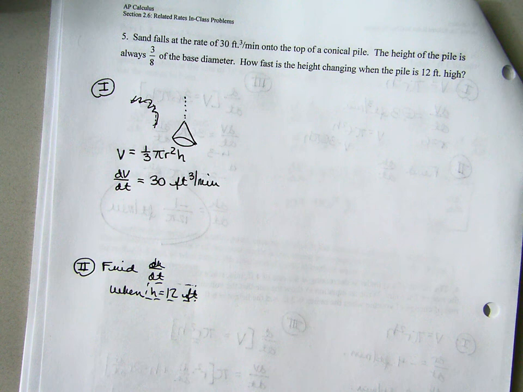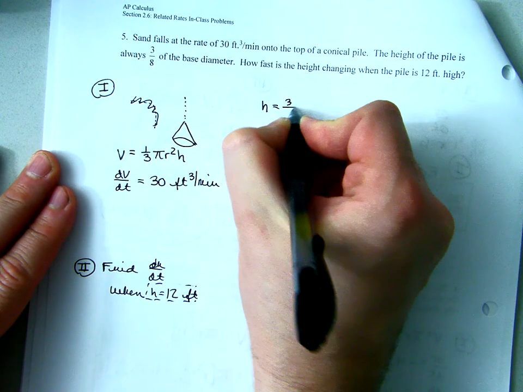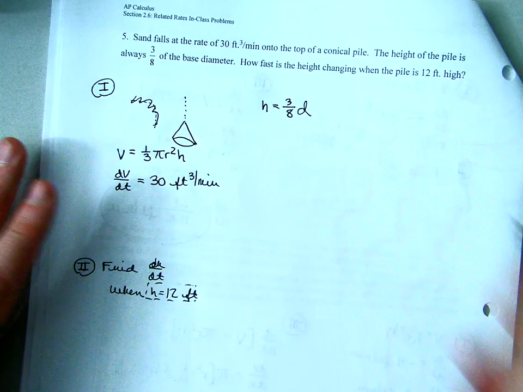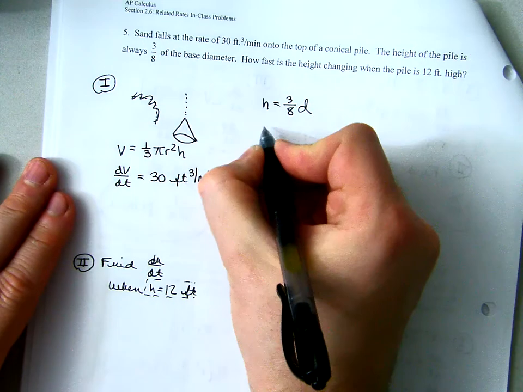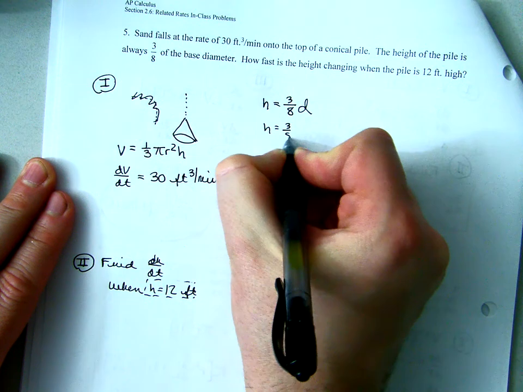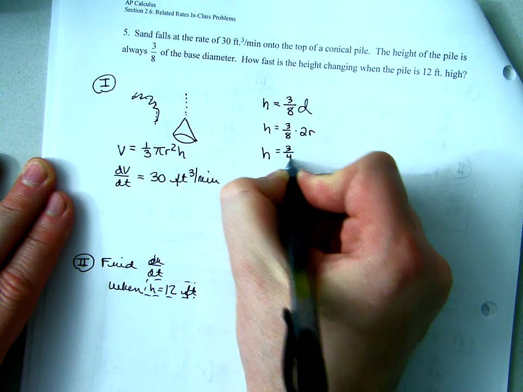Manoj, what were we told that we haven't done anything with yet? Okay, the height is always 3/8 of the diameter. I'm going to fill that in part 1. I know that the height is always 3/8 of the diameter. Well, in some ways this is even worse because now I have a new variable here. But diameter, how could we rewrite diameter to make it more useful? Sabrina? 2r. So why don't we say h equals 3/8 times 2r, or really h equals 3/4 r.